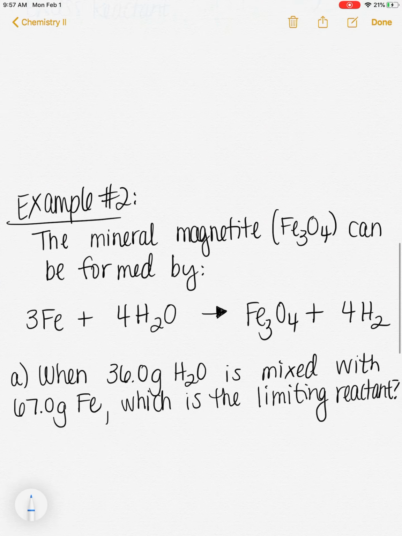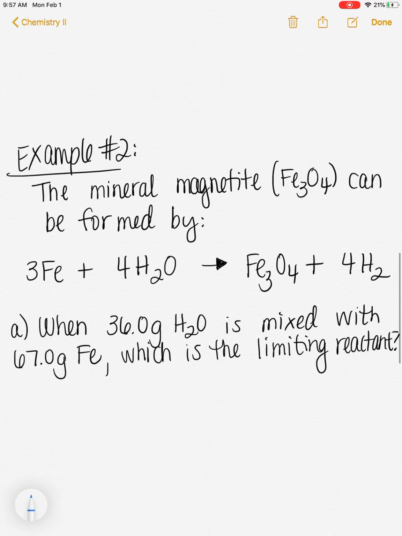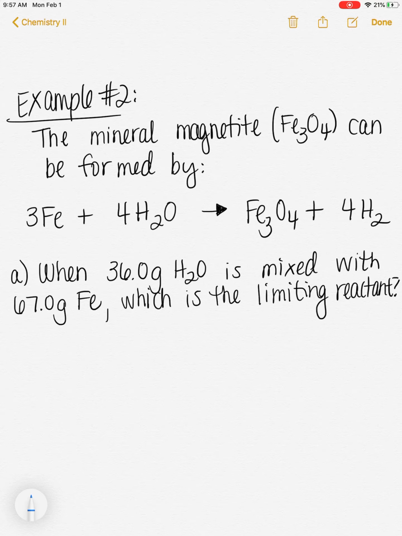All right, let's move on to the second example. The second example says the mineral magnetite Fe3O4 can be formed by the equation 3Fe plus 4H2O yields Fe3O4 plus 4H2. Now, we have to remember that this has to be balanced for this to work out.